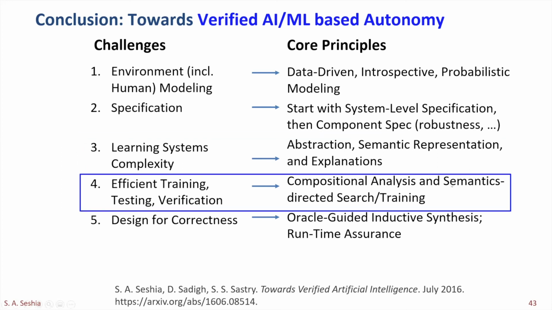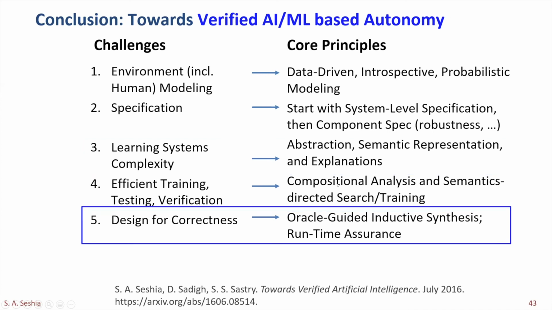And so I think in addition to doing semantics directed search, we also think compositional analysis is absolutely important here. And finally, for doing design for correctness, there are two major techniques we are proposing. One is to do what is called oracle-guided inductive synthesis, oracle-guided learning, where you pair standard machine learning techniques and training methods with oracles like verifiers or falsifiers or other kinds of oracles that can help improve the overall reliability. This was the kind of thing that was done in counterexample guided retraining that we talked about earlier.